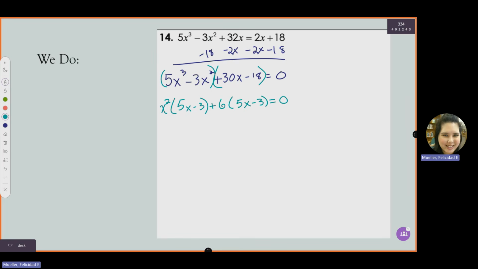Again, as we do these, our parentheses should match. That's going to make one factor, 5x minus 3. The other factor comes from what's in the front, which is going to be x squared plus 6. And that's completely factored as much as possible. So we're going to set both equal to 0.